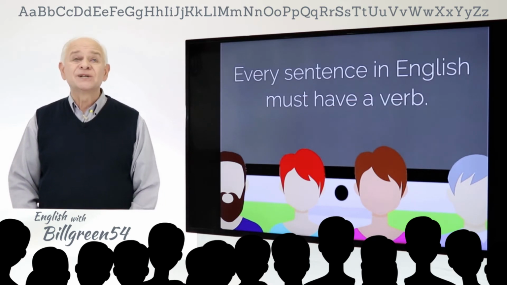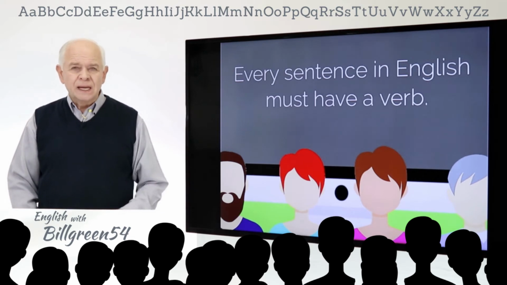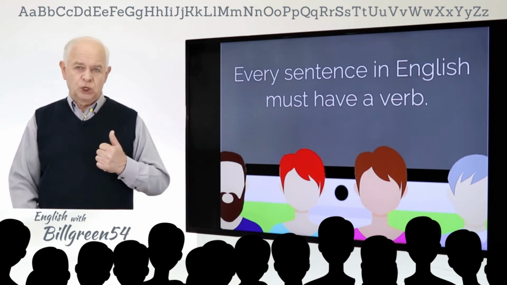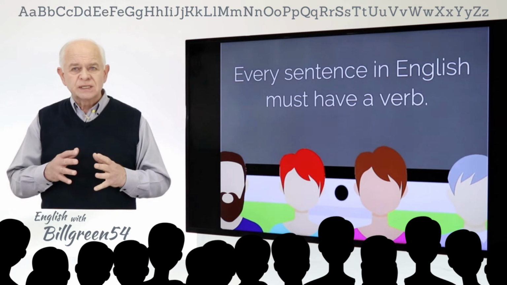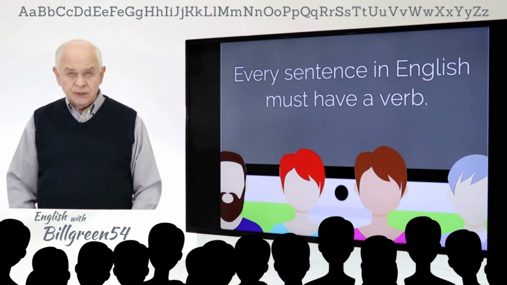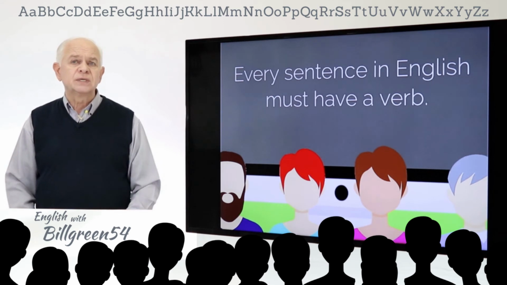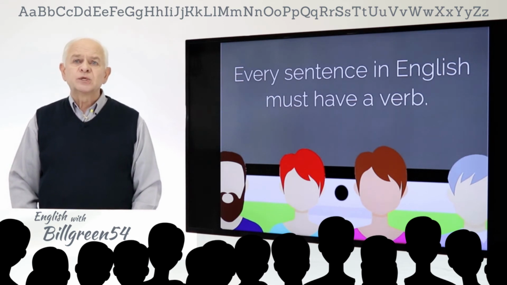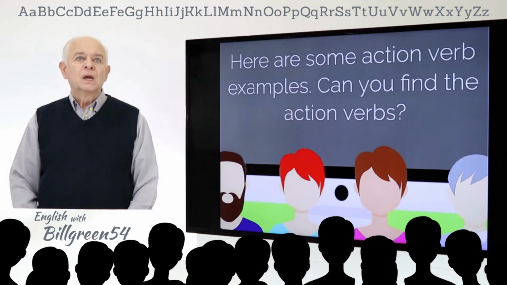Every sentence in English must have a verb. Now remember, in perfect English, if it's a sentence, it must have a verb. The shortest sentence in English is I am. I is a pronoun, am is the verb to be, right?